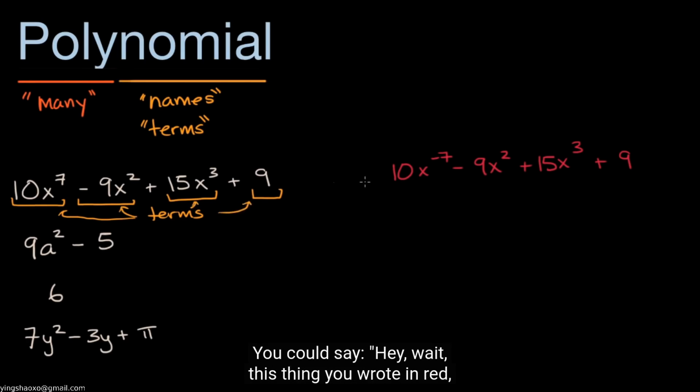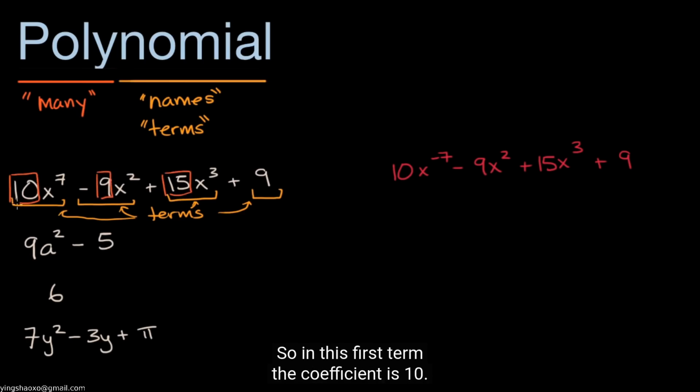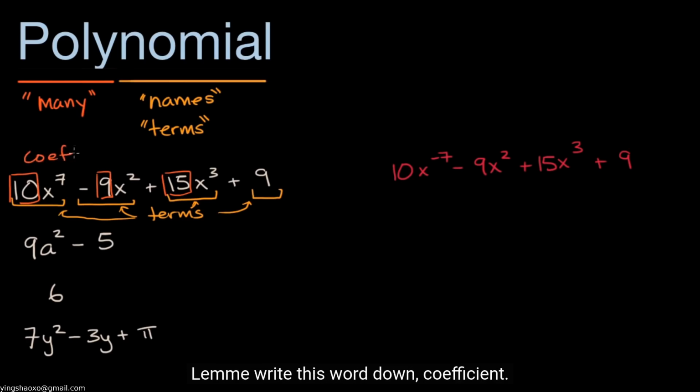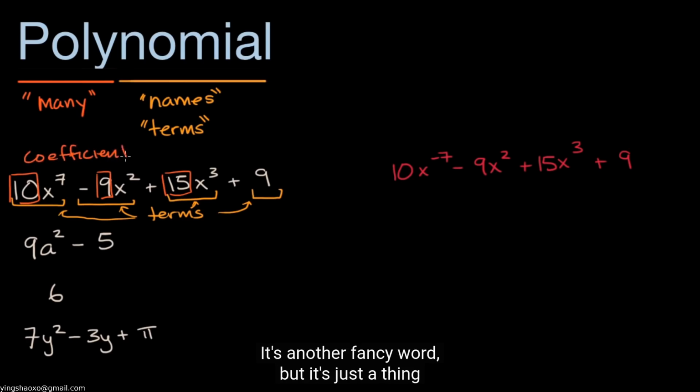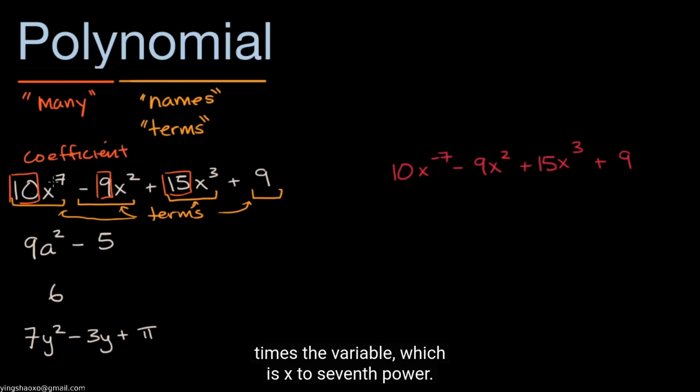And you can say, hey, wait, this thing you wrote in red, this also has 4 terms. But we have to put a few more rules for it to officially be a polynomial, especially a polynomial in one variable. Each of those terms is going to be made up of a coefficient. This is the thing that multiplies the variable to some power. So in this first term, the coefficient is 10. And let me write this word down, coefficient. It's another fancy word, but it's just a thing that's multiplied, in this case, times the variable, which is x to the 7th power. So the first coefficient is 10.